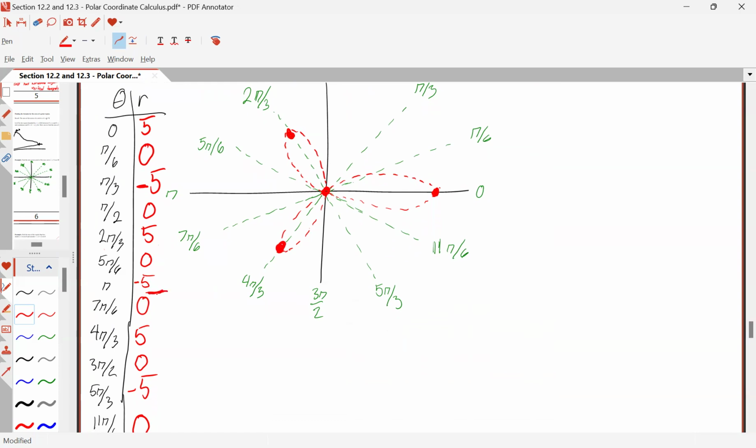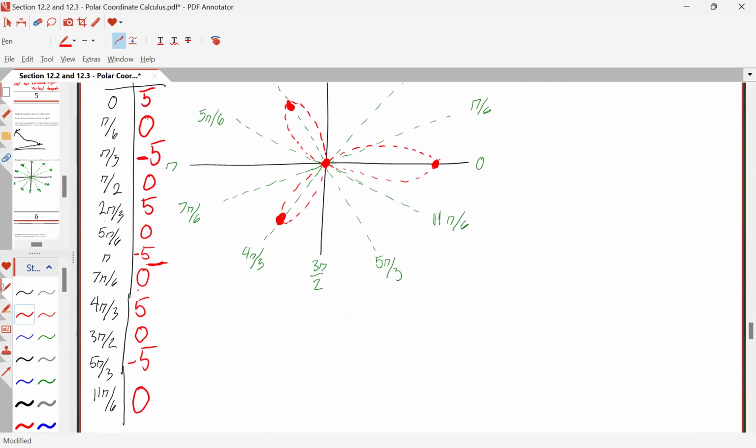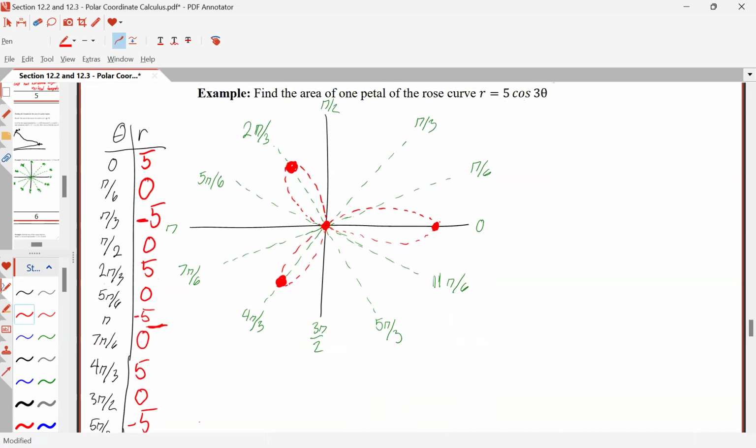And then as this repeats, the rest of this table would just go through those same pieces, as we got down to pi. So 7 pi over 6 is back at 0. 4 pi over 3 is at 5. That point was already plotted. Back to 0. 5 pi over 3 is negative 5. That's back to this point up here. That was already plotted, and then back to 0. So this rose curve has 3 petals to it.